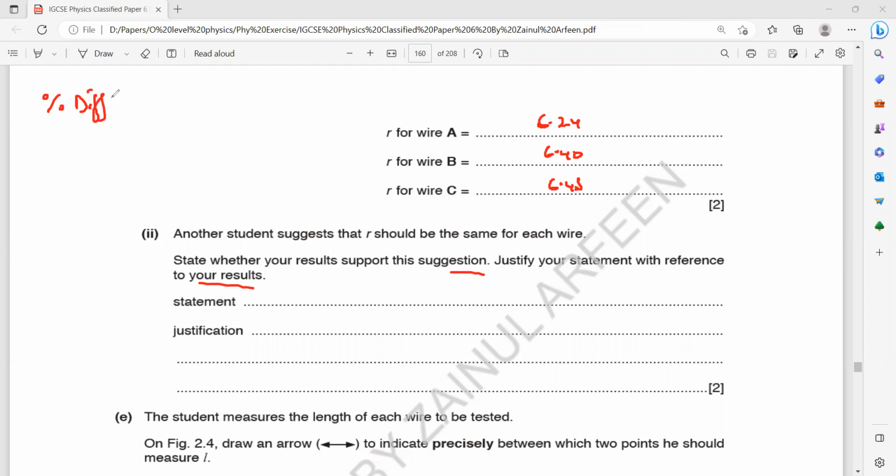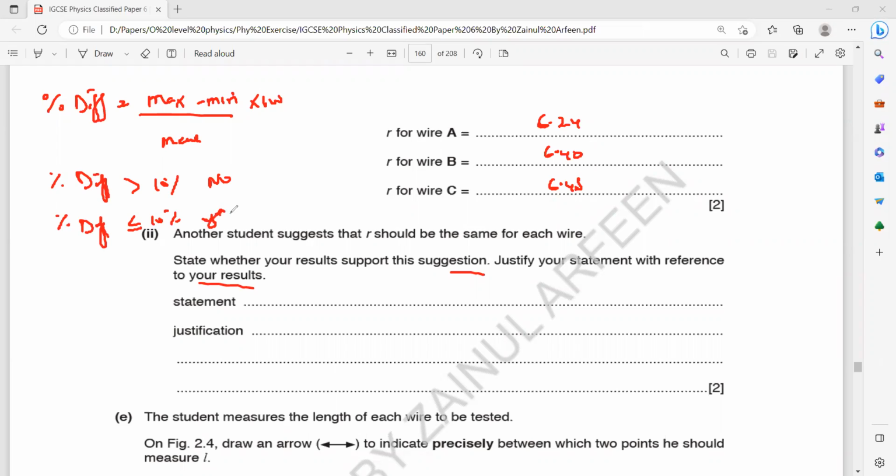What is the percentage difference? Percentage difference is maximum minus minimum, divided by mean, into 100. If your percentage difference of the values is more than 10, we will say no. If your percentage difference is less than or equal to 10, we will say yes. So you can work it out by the percentage difference.